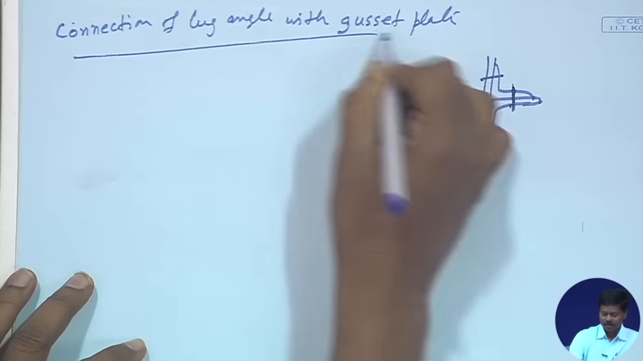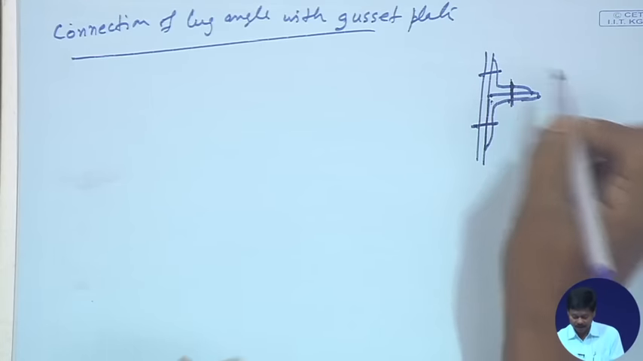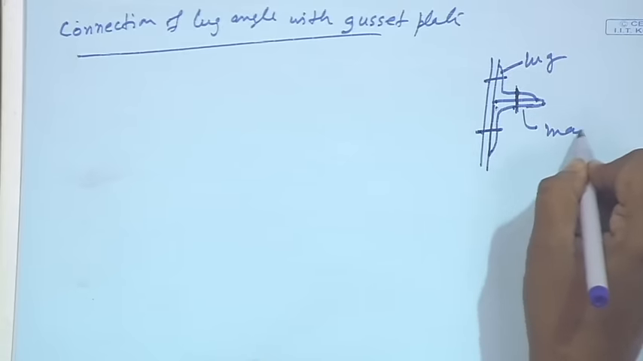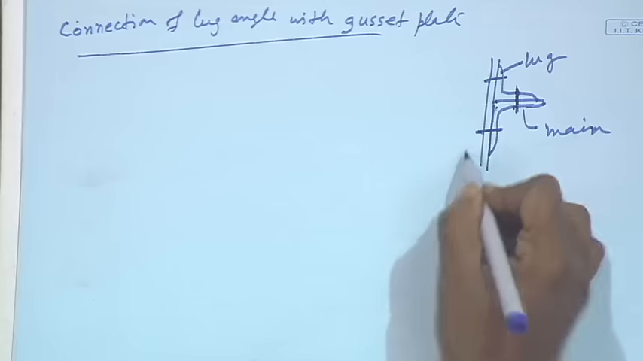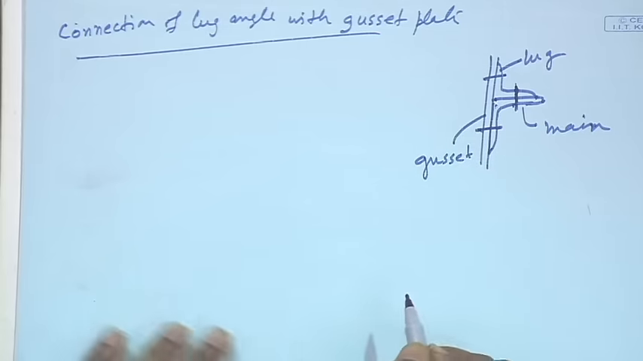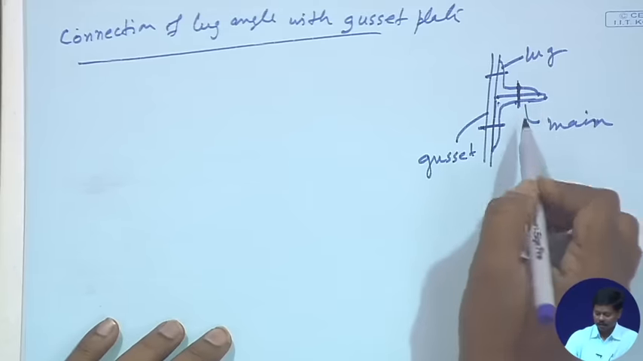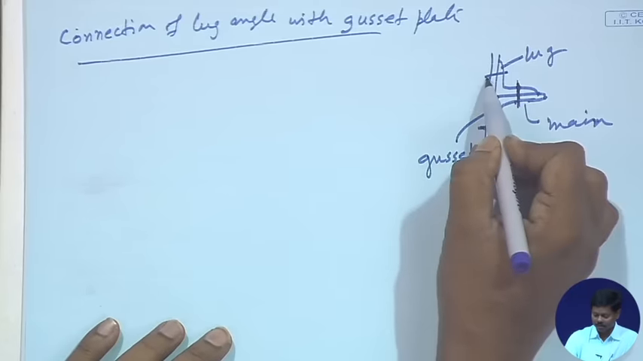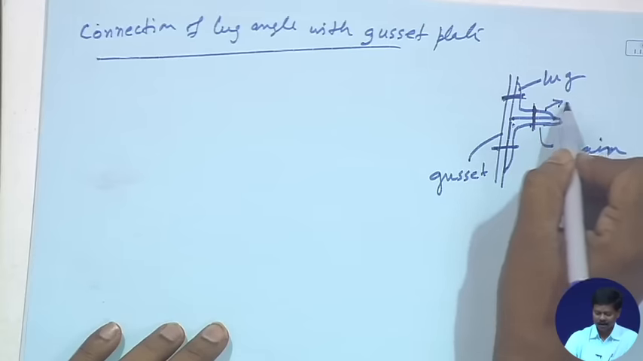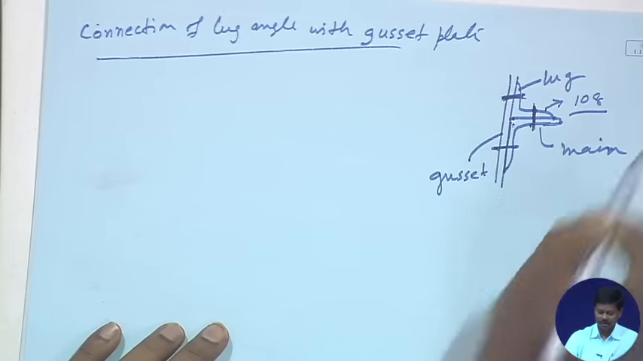Now, we see the connection of the lug angle with the gusset plate. This is the lug angle, if I consider, this is the main angle, and this is the gusset plate, right. Now, if I want to connect here, I know the force on the lug angle is 108, right.